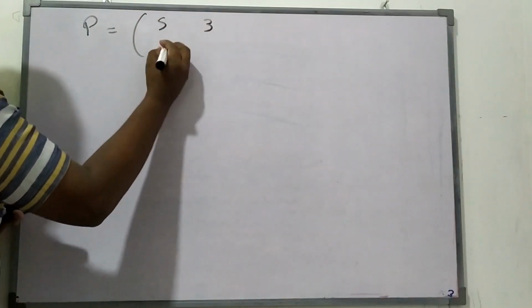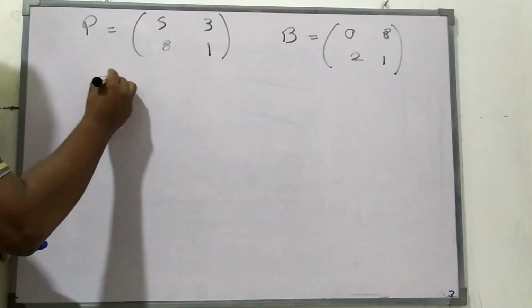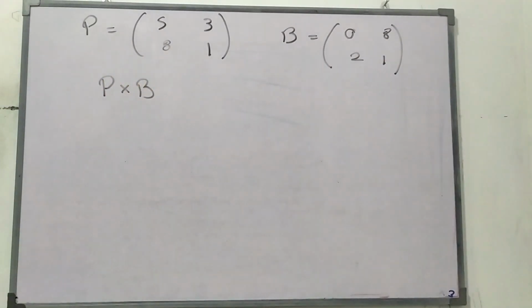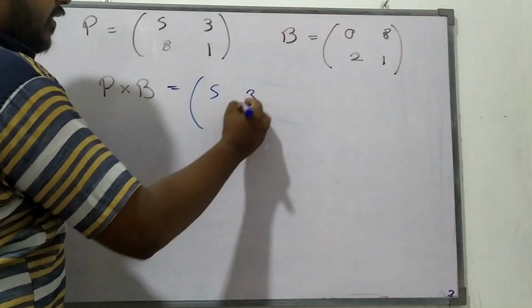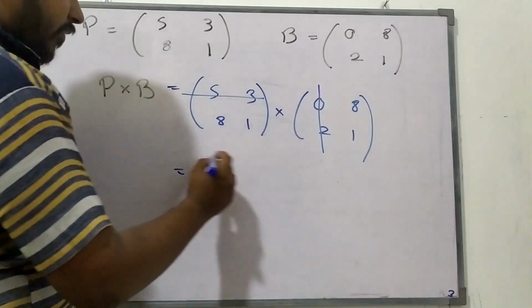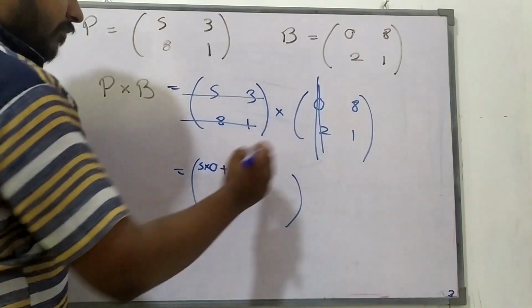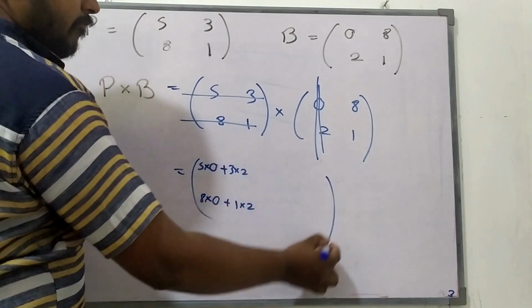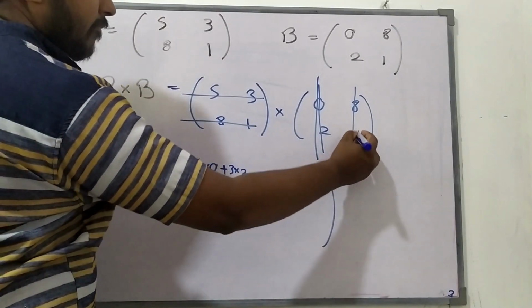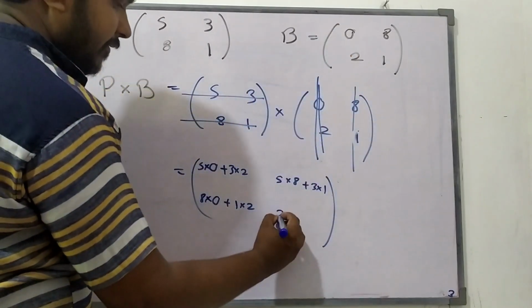Assume you have a 2 by 2 matrix, capital P as 5, 3, 8, 1, and capital B as 0, 8, 2, 1. I'm going to multiply P by B. Then you can write it like this. Always first row and first column: 5 into 0, 3 into 2. First row and second column: 5 into 8 plus 3 into 1. Second row: 8 into 0, 1 into 2, and 8 into 8 plus 1 into 1.